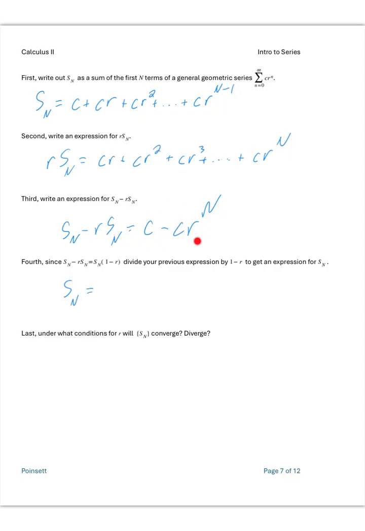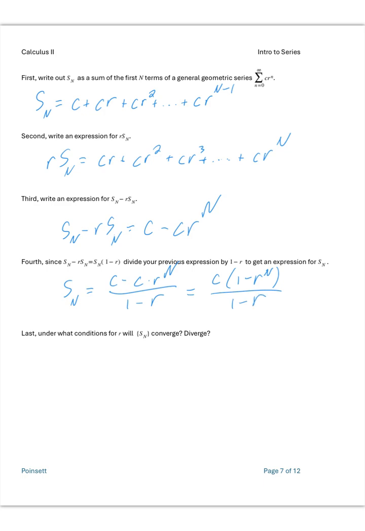And over here, we're going to divide that by 1 minus r. We get C minus C times r to the n over 1 minus r. And here we can factor out the C in the numerator and get C times the quantity 1 minus r to the nth power over 1 minus r.